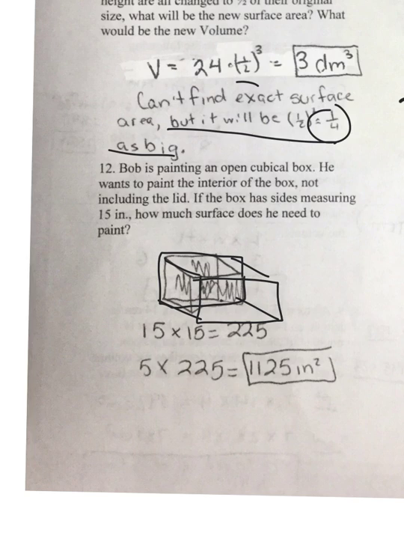So the idea mainly being, inside a box, if the box is closed, you would have 6 surfaces. There's the bottom ground, and then there's 4 sides. So that's 5, and then the top. But it says we're not painting the top. So we're going to paint 5 square faces. Each face is 15 times 15, 225 square inches. There's 5 faces. 5 times 225 is 1,125 inches squared. That's how much surface area Bob is going to have to paint. Okay?